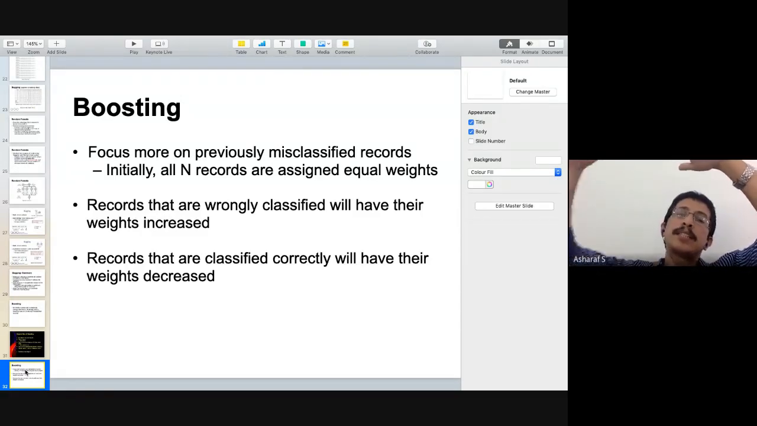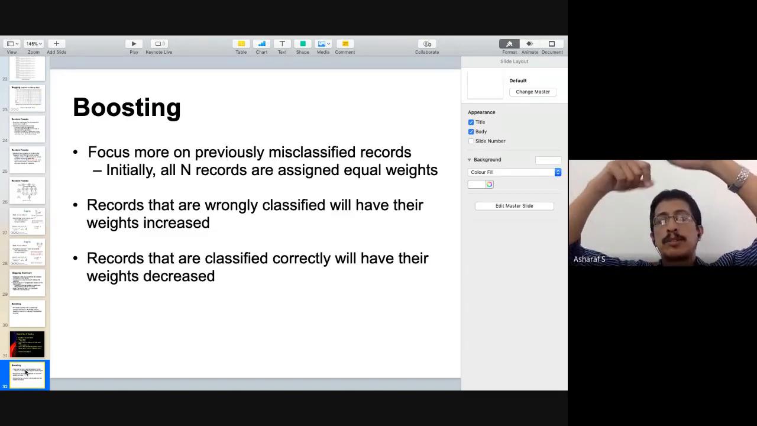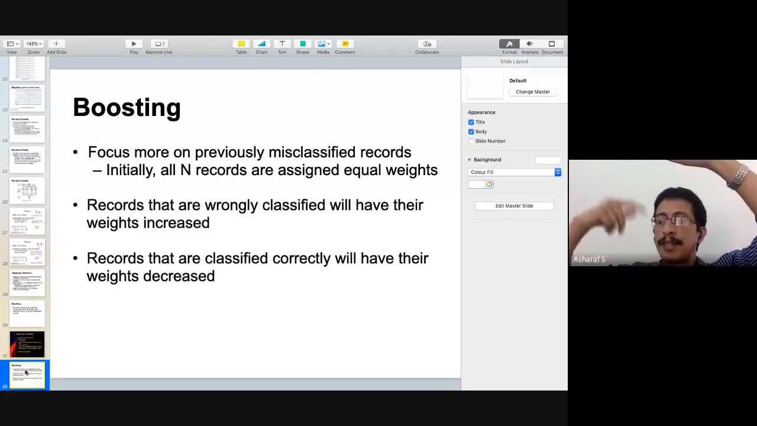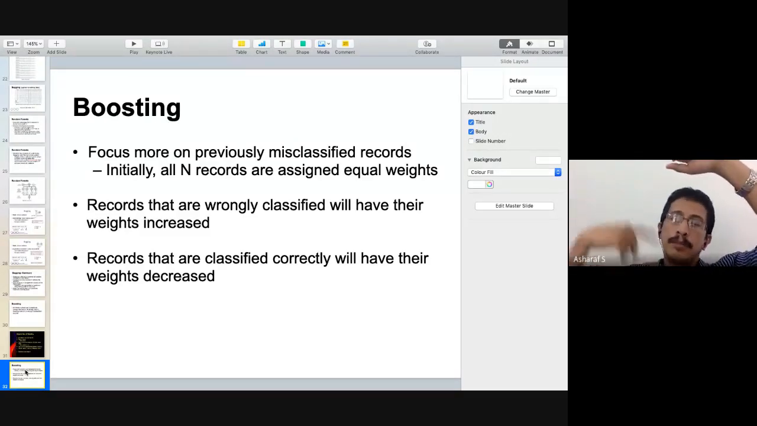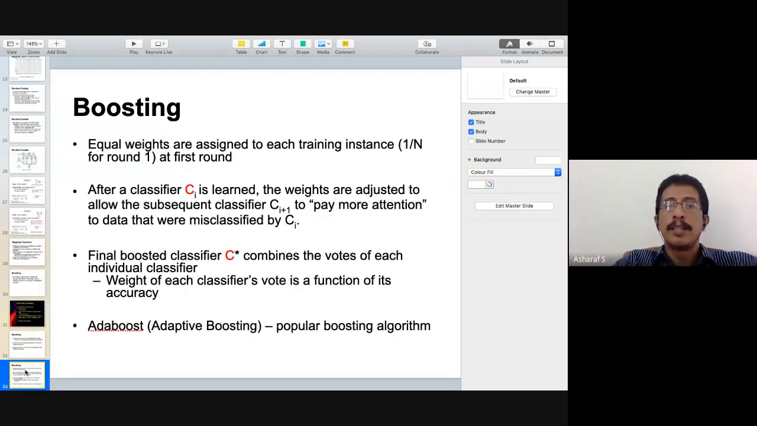After classification, certain points may be correctly classified. Basically, these are the training data points, a classifier is trained, and the classifier does justice to certain points. For those points you reduce the weight, and for the points which the classifier wrongly classifies, you increase the weight, and then you train the classifier again. Equal weights are assigned to each training instance. For example, if there are n points, 1/n is the weight for the first round.